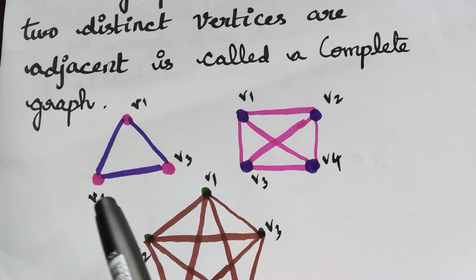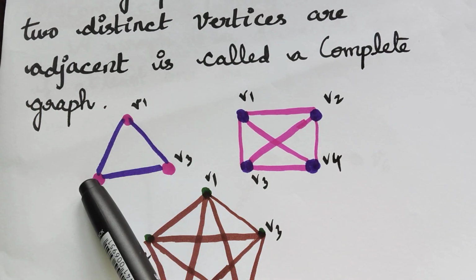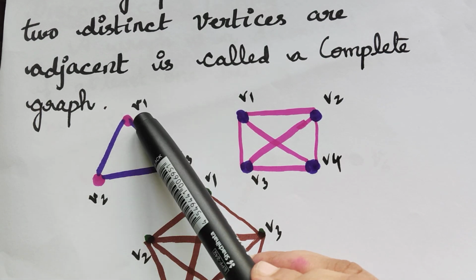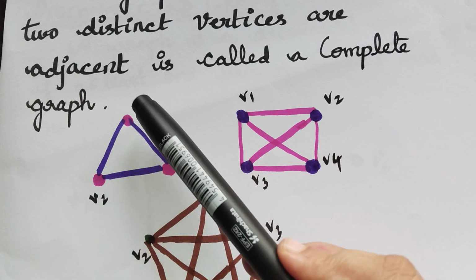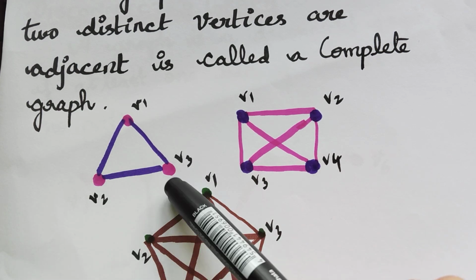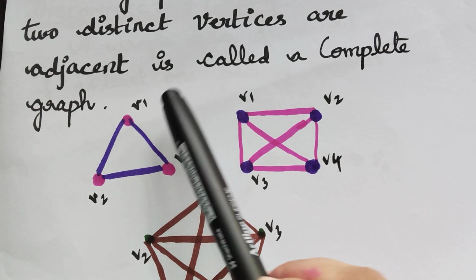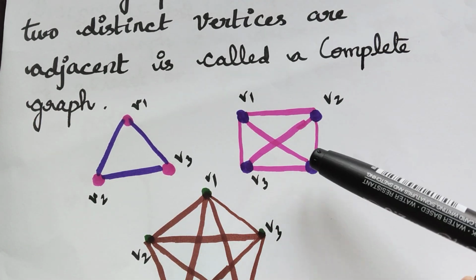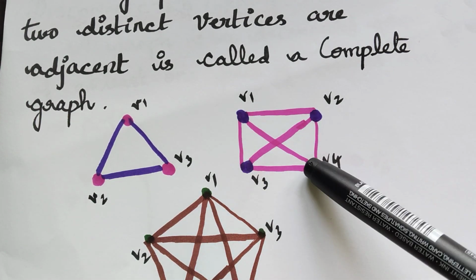Now here we have an example. Here we have a graph with three vertices. If you take V1 and V2, they are adjacent to one another. V1 and V3 are adjacent to one another. V2 and V3 are adjacent to one another. So this is a complete graph. Now we will consider this graph with four vertices.